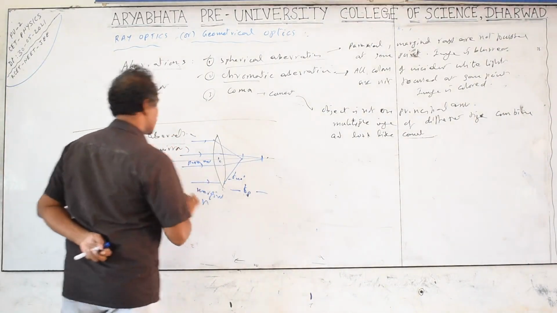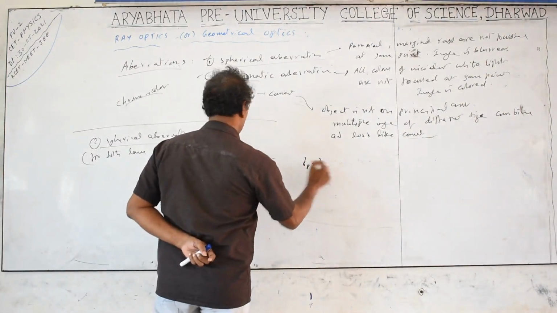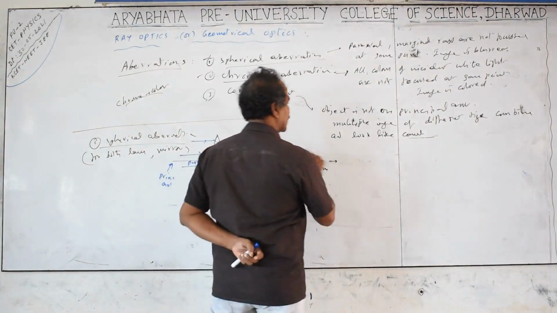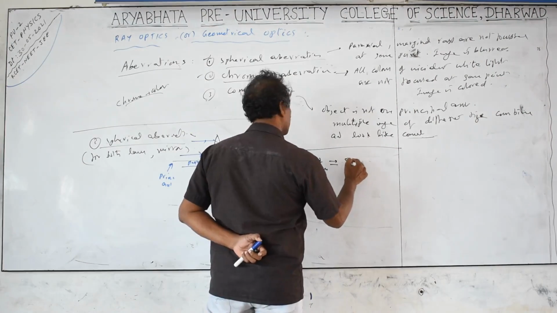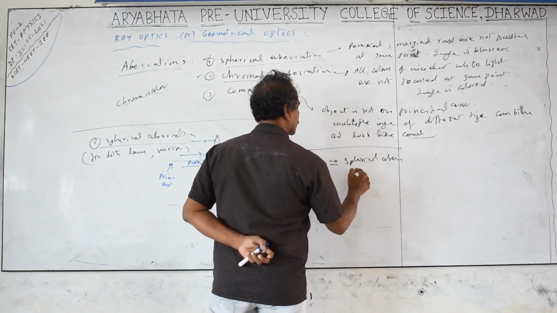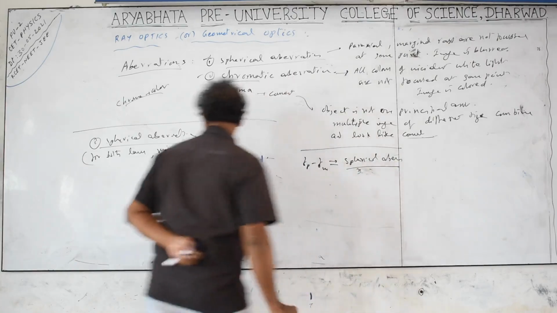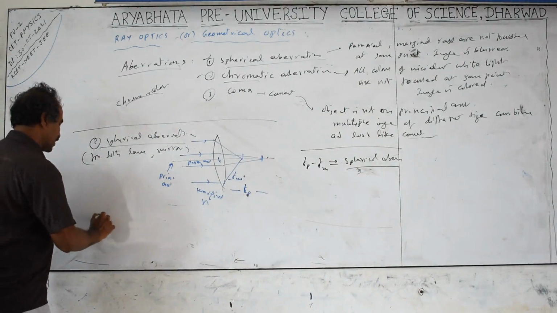And remember that Fp minus F marginal, the focal length of marginal rays minus the focal length of paraxial rays, indicates the degree of spherical aberration error. It is a quantity. The more the difference, the more the aberration. How do you evaluate this? You take the minimization or elimination conditions.